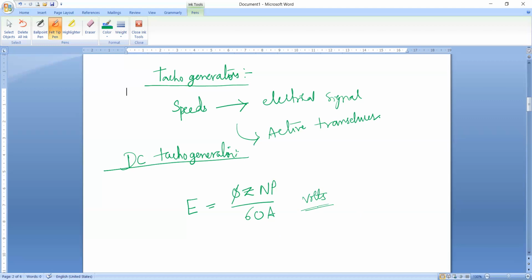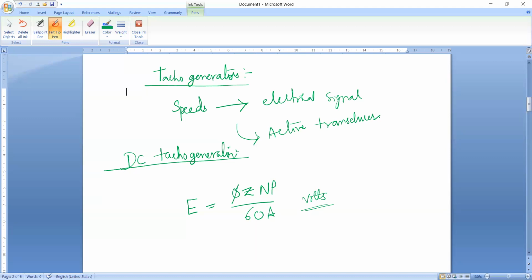The AC tacho generator is also similar. It consists of excitation windings and output windings. The input windings will be stationary poles, and a rotor and a stator will be there, and the rotor rotates. Here also, by using the AC tacho generator, how speed is directly converted into an electrical signal is important.